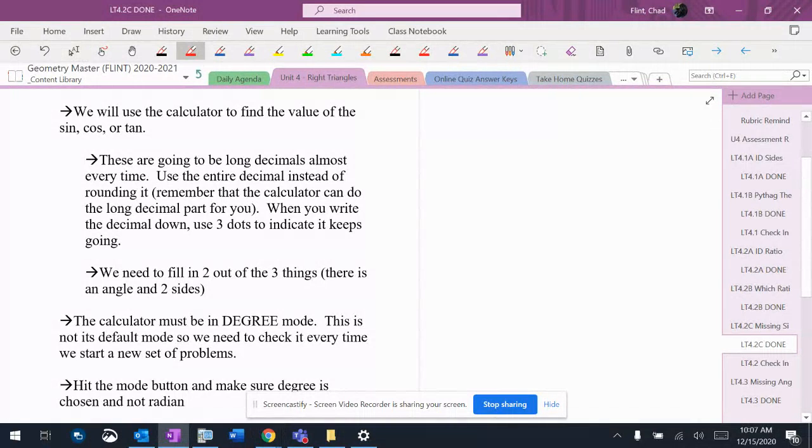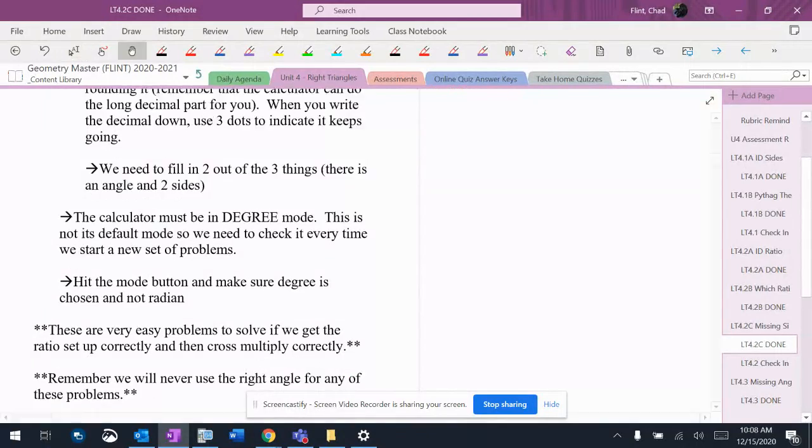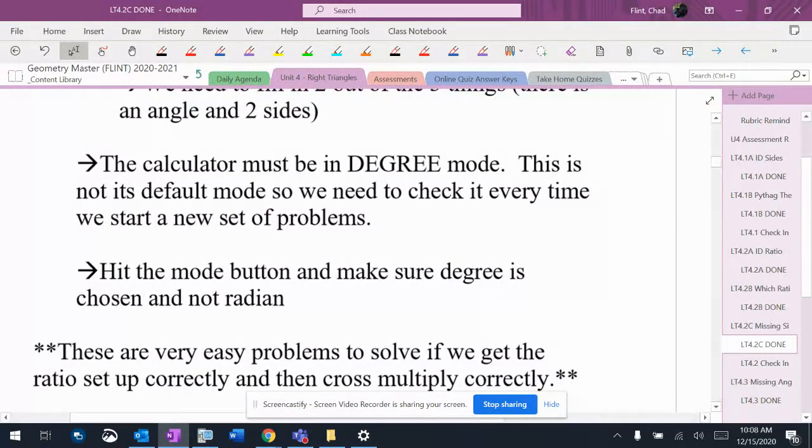We are going to use the method we've been using for other things and put down things like 0.928... And then we'll use those decimals in the calculator to do all of our multiplications and things like that. All right, please don't round anything until we get to the very end of the problem. Okay, I'm going to talk about the need to fill the 2 out of 3 things when we actually get to a problem. This is probably the most important one.